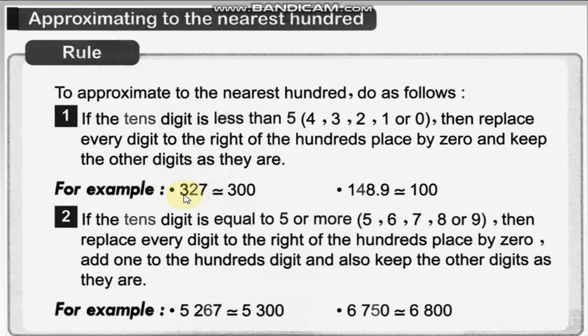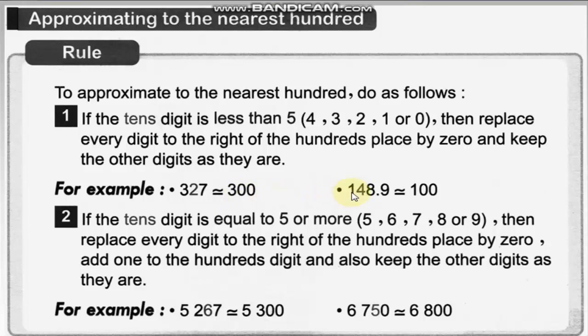Approximate to the nearest hundreds. The hundreds digit here is number 3. Look at the tens. The tens digit here is number 2. 2 is less than 5. So we replace 2 and 7 by zeros and keep 3 with its value. So 327 approximated to the nearest hundreds is 300.